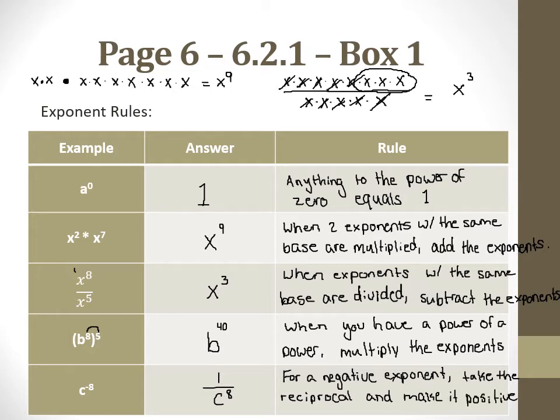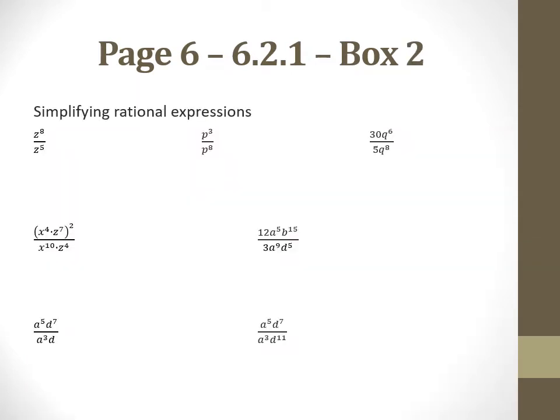So to sum up these rules that we're going to be using here today, anything to the power of 0 equals 1. If you have two different exponents being multiplied together, then you can add the two powers. For instance, x to the 2nd times x to the 7th becomes x to the 9th. If you are dividing exponents, you subtract the powers. If you have a power of a power, then you can multiply the two exponents together. And if you have a negative exponent, flip it to the opposite side of the fraction and make the exponent positive. So now let's practice using these rules to simplify.